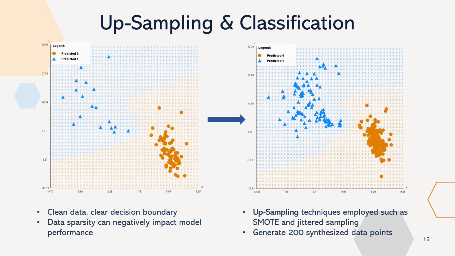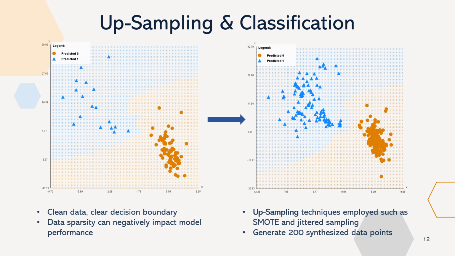After noise removal, the data is now clean and a clear decision boundary can be drawn, and I can now start classification. However, my data is still sparse with regard to machine learning models, and this can negatively impact the model performance and generally make it unstable.